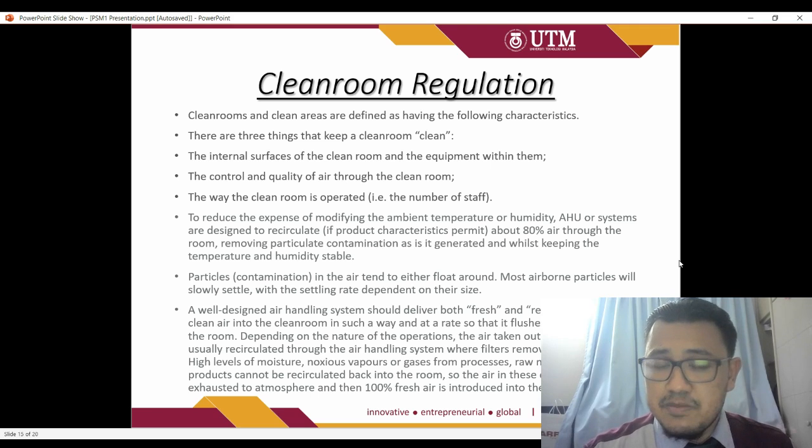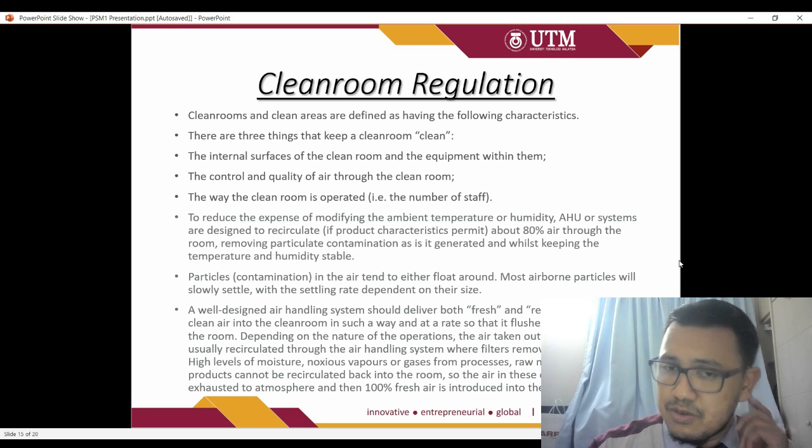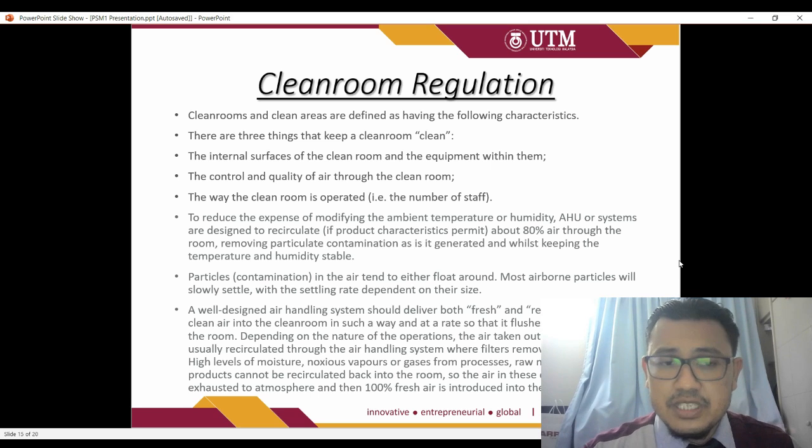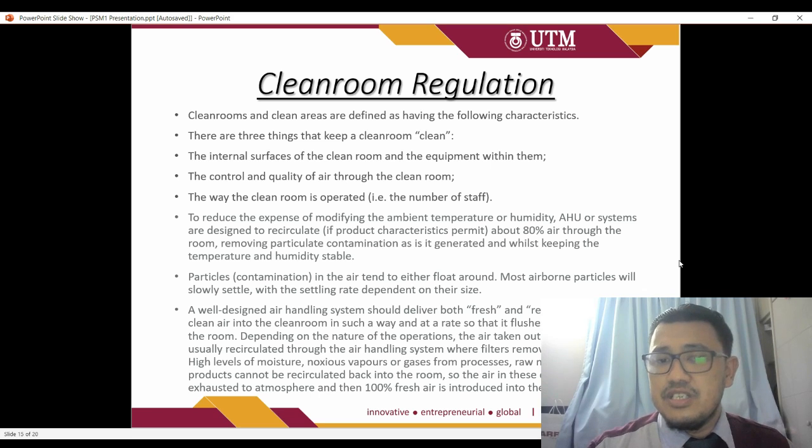The particles, the contamination in the air, tend to float around if they still circulate in the room. So most airborne particles will slowly settle, with the settling depending on their size, either 5 micron, 0.5 or 0.3. Then a well-designed air handling system should deliver both fresh and recirculated filtered clean air into the clean room.